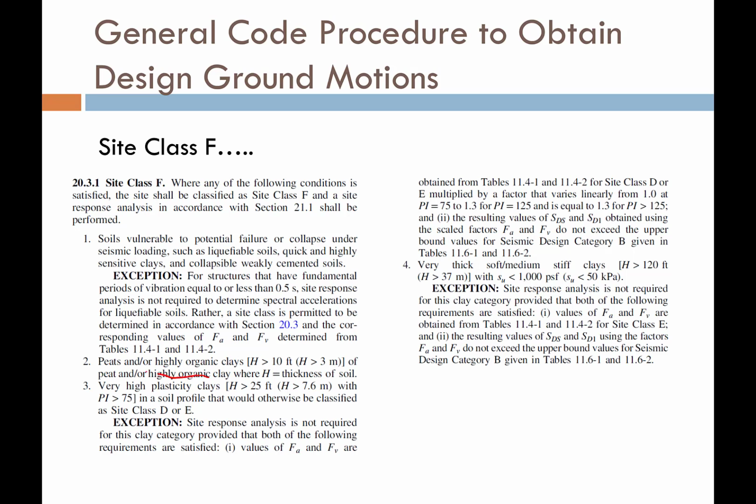If you have very high plasticity clays, and it's greater than 25 feet in thickness, and your plasticity index is greater than 75%, then you have a site class F. Otherwise, you have a site class D or E.